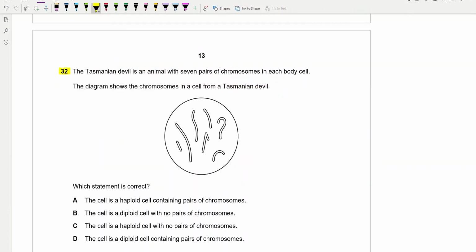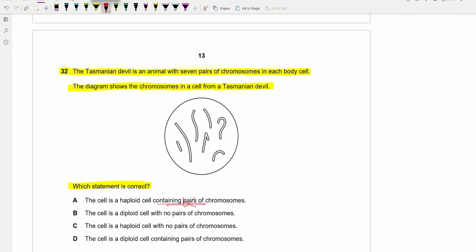Question number 32. The Tasmanian devil is an animal with 7 pairs of chromosomes in each body cell. The diagram shows the chromosomes in a cell from a Tasmanian devil. Which statement is correct? So it says the cell is a haploid cell containing pairs of chromosomes, which is wrong. It does not contain pairs of chromosomes.